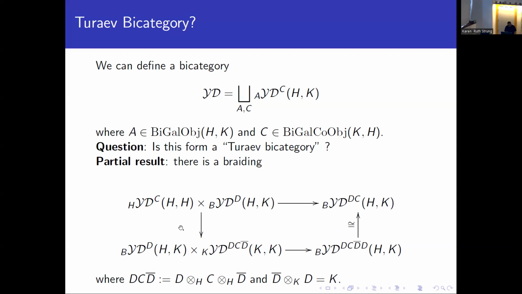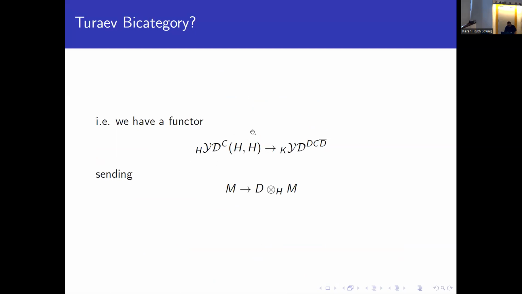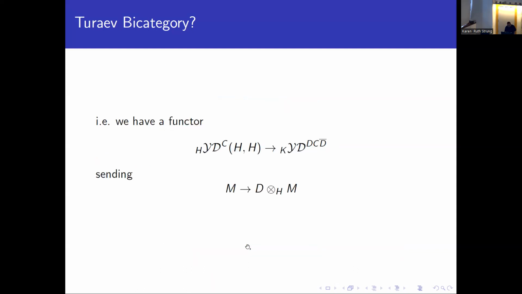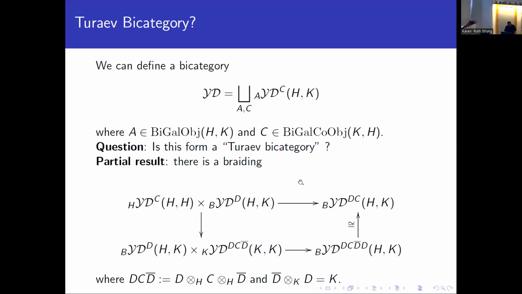So basically, what I want to say is that to have this braiding, we will need a functor from one generalized YD category to the other generalized YD category. Maybe I forgot to write, but this is KYD DCD bar with KK here, so this is over KK, like this one. And it sends, if I have an object M in here, M to the object D tensor H M. So that's the braiding.